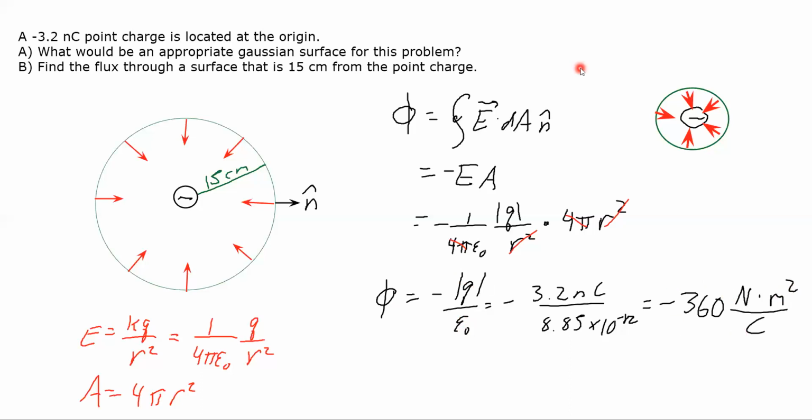This kind of goes back to what I started with in the last video: if you have a negative charge in there, the arrows are pointing inwards, then you're going to get a negative flux. A neat little characteristic is that flux doesn't really depend on the radius, assuming you're matching the symmetry. Even if you're not matching the symmetry, you're still going to get the same flux. It only depends on the charge inside. Okay, so let's try another one.